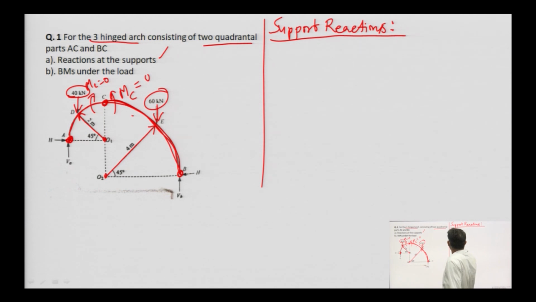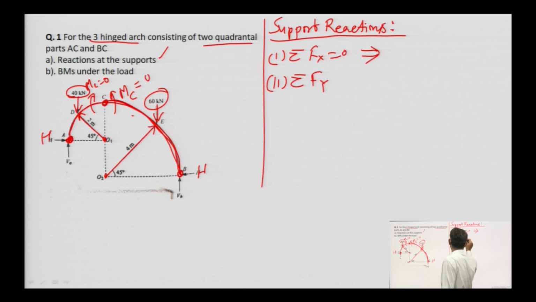Number 1, we will use the equilibrium equations. At first, sigma F x does not have any sense, since H is written here. Writing the second equilibrium equation, sigma F y equals 0, we will have V A plus V B is equal to how much? 40 plus 60 means 100, equation number 1.